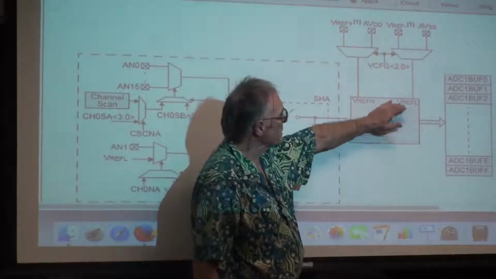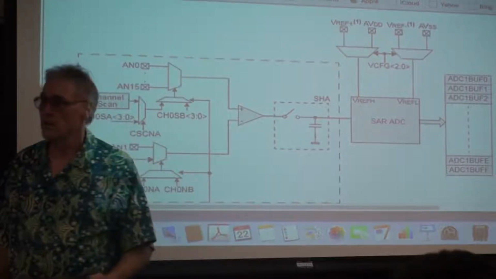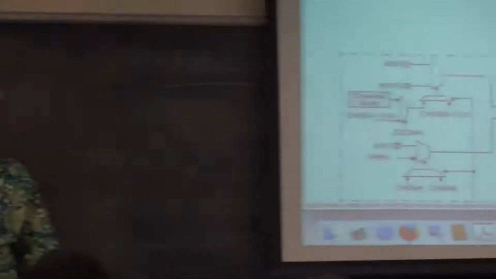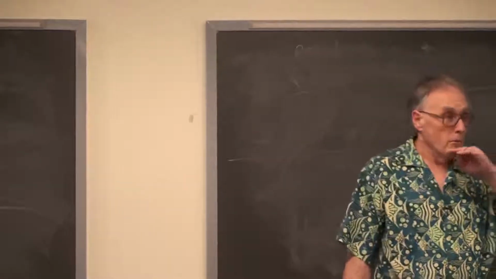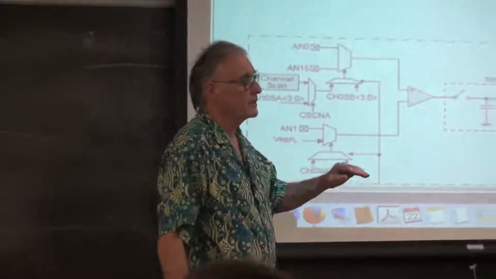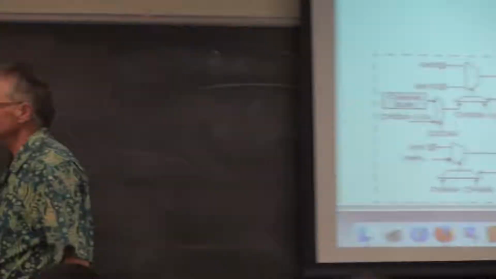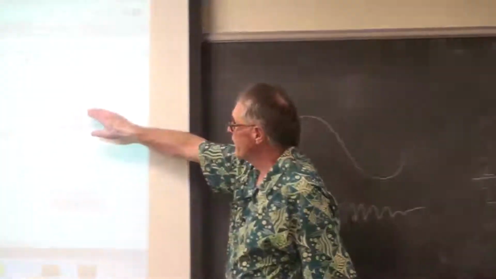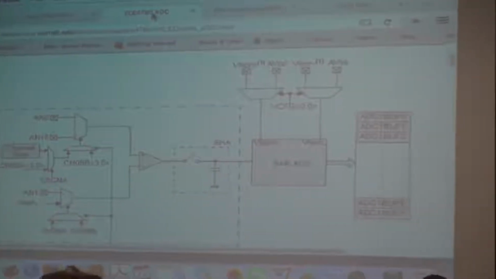Then the conversion itself is a very straightforward successive approximation, 10-bit successive approximation, which is equivalent to a binary search. So it takes about 10 clock steps, where clock is the analog to digital clock. It's yet another prescaler. Then you read the result out of a buffer, which can be filled up to 16 different values.